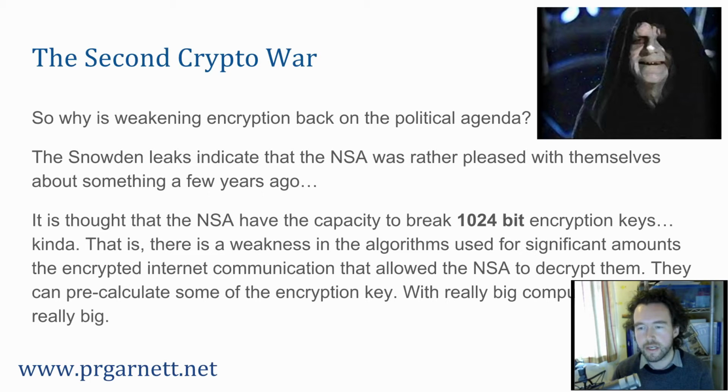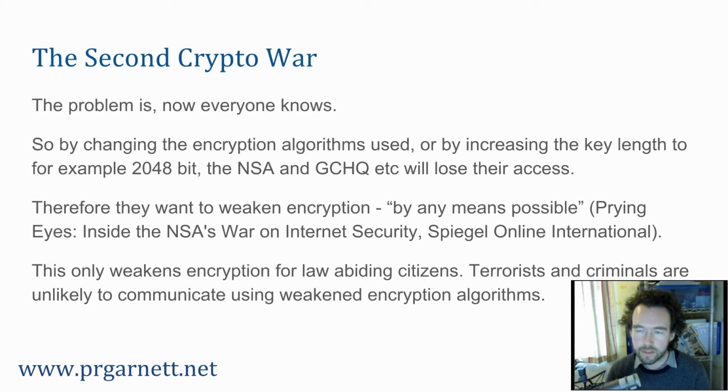And the reason they can do that is that there's a slight weakness in the algorithms used for significant amounts of encrypted communication. And it allows the NSA to pre-calculate some of the encryption key, so that reduces the search space that they have. But they still need really large computers. This is not something you could do with a home computer. You need a really, really big computer. So the problem is now, thanks to Edward Snowden, everybody knows that the NSA is able to break this encryption.